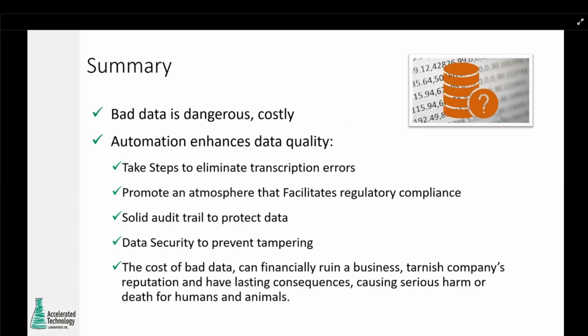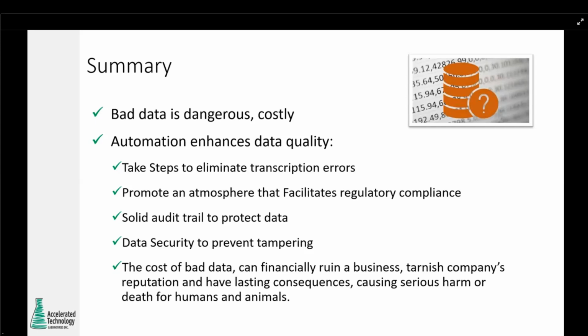Now to summarize, having bad data in your organization isn't just dangerous, it can be deadly, as we've seen in the few case studies that we've looked at. Automation enhances data quality. It really makes it easier because there are electronic date and timestamps, so you don't have to record that information manually. It takes the transcription errors out of the equation because data is transferred electronically. No one has to manually cut and paste or re-enter data into a solution.